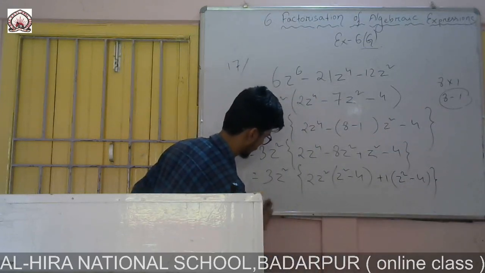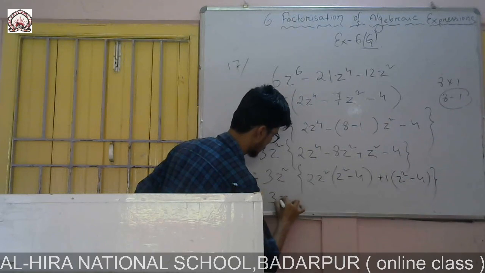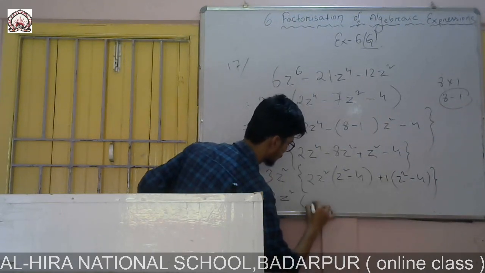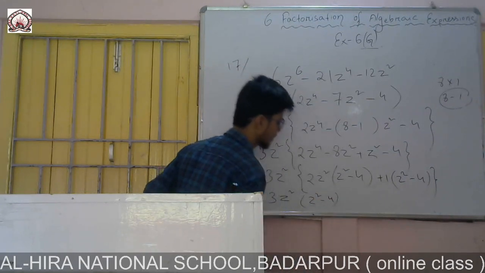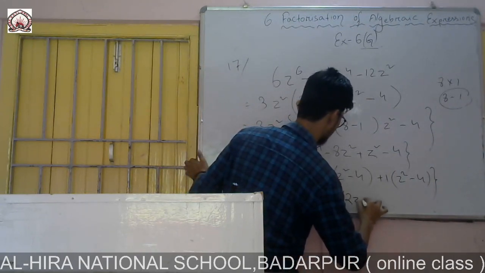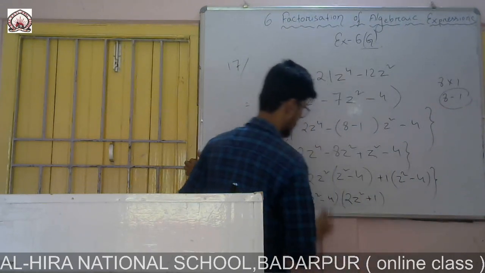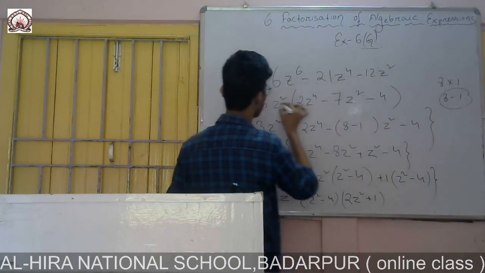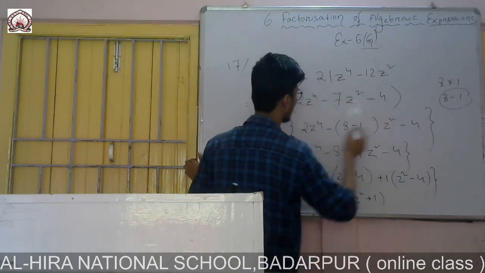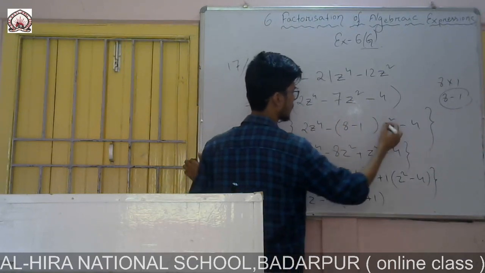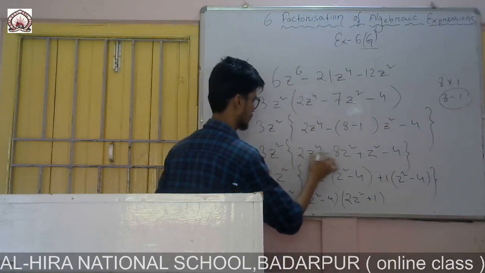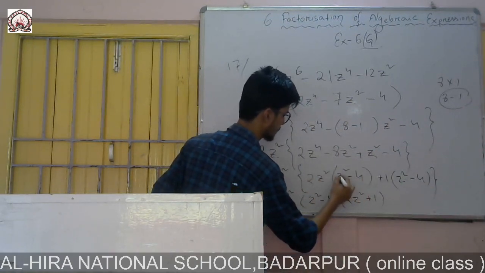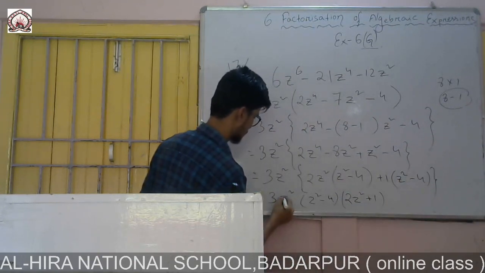Okay, so 3z square, and you see z square minus 4, z square minus 4, so I can write z square minus 4, and at last it will be 2z square plus 1. Okay, let me write like this so that you don't get confused. There it is z square, there also z square, so there also it is z.